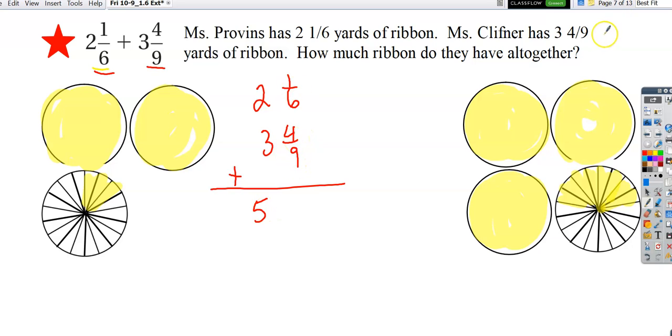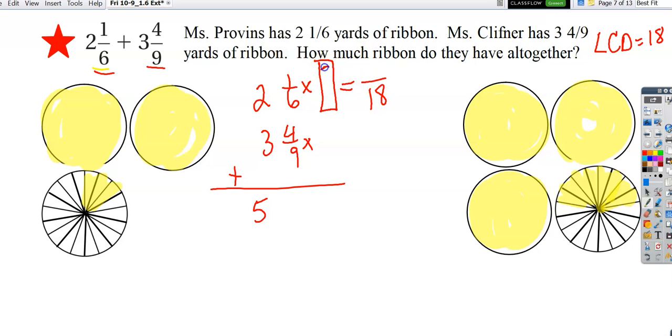But then, oh yeah, that's right. The least common denominator is 18. So what I'm going to do is convert the 1/6 to a fraction over 18 and the 4/9 to a fraction over 18. And now I'm going to show you one more way of how we can look at this. If I multiply any number by 1, it's the same value. But what I'm going to do is inside of my 1, I'm going to write 3/3.